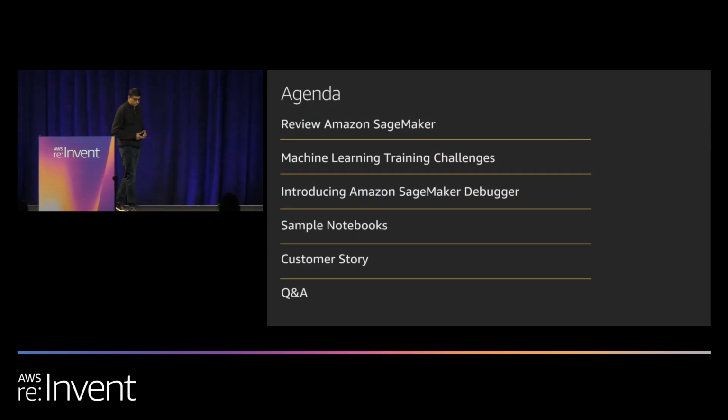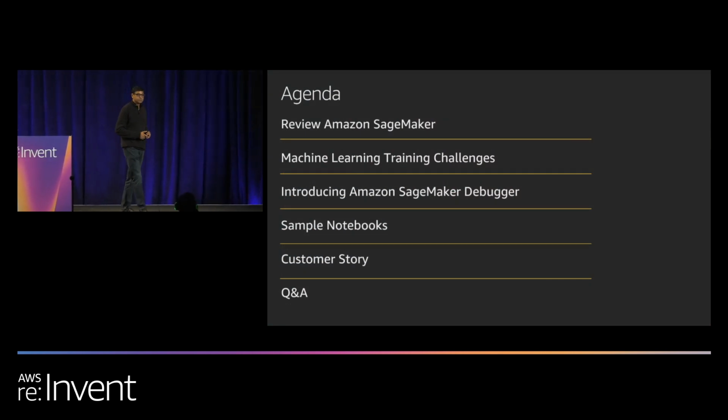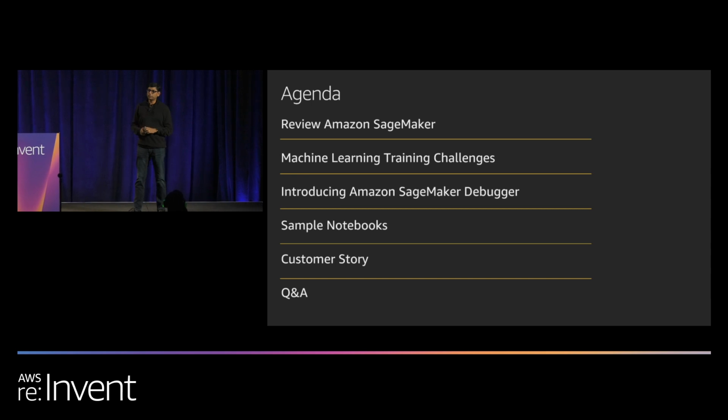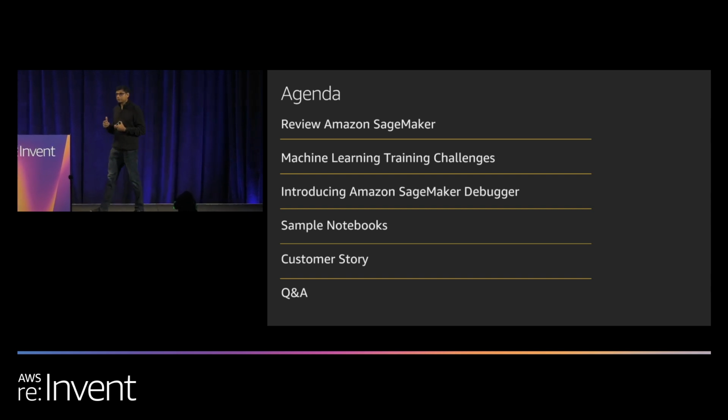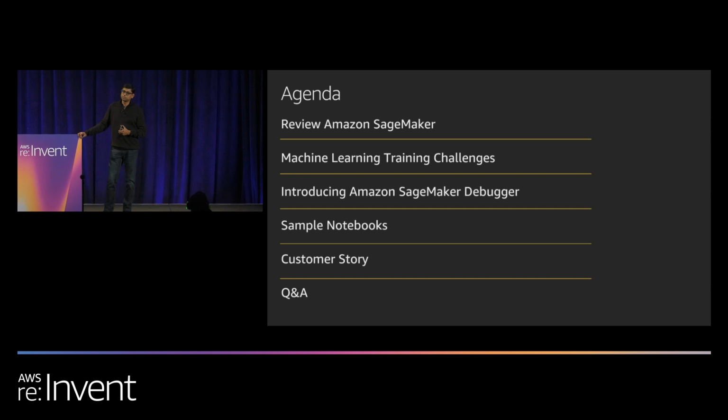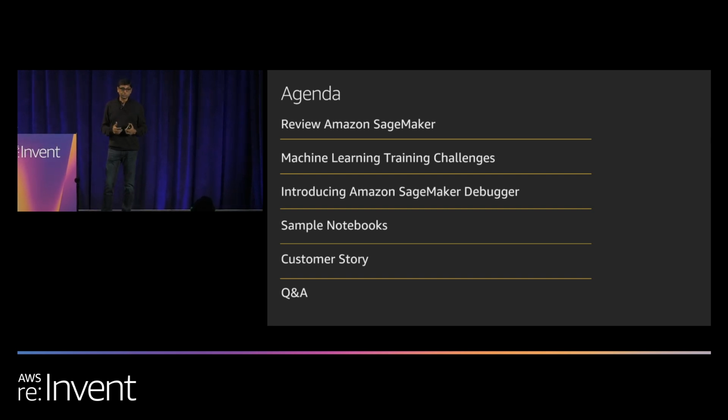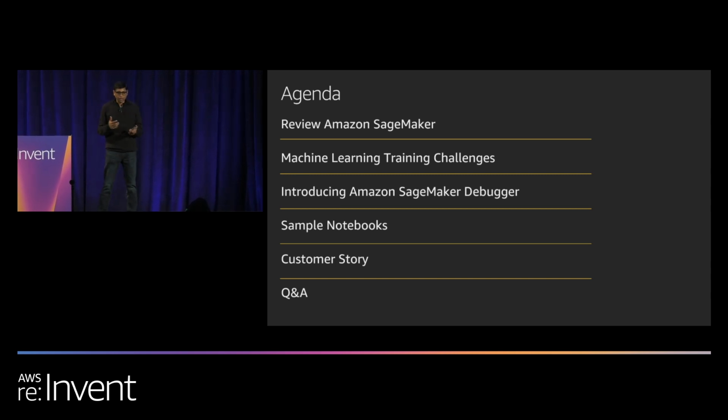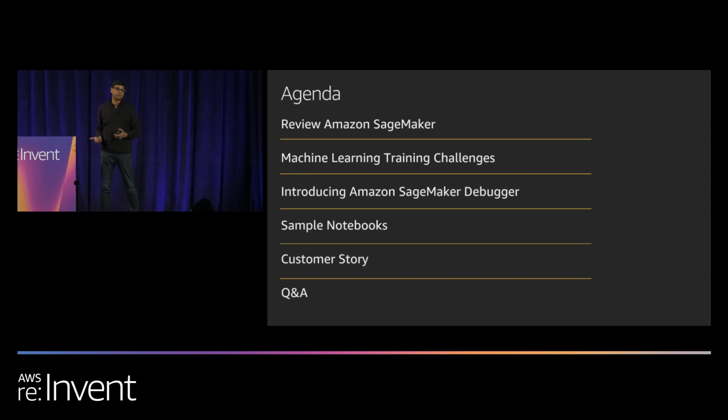So here's how we are going to organize the session today. I'll do a quick recap of Amazon SageMaker itself, because many of you may not be familiar with what it is. And then I'm going to talk about why machine learning training specifically is so challenging, especially finding issues related to training, what kind of issues people are facing, and what they are doing today in order to get more insight into machine learning model training.